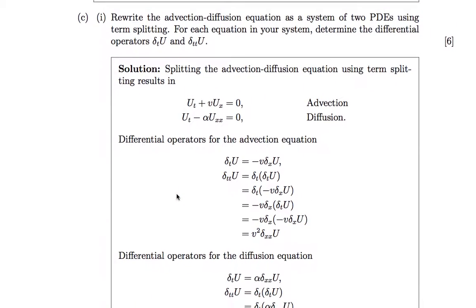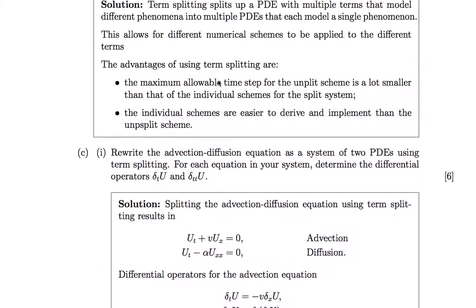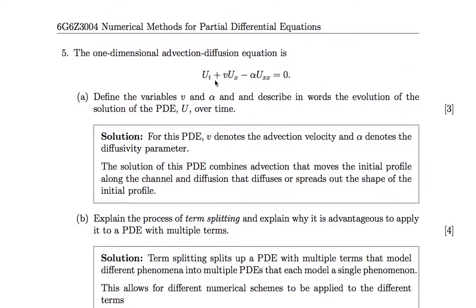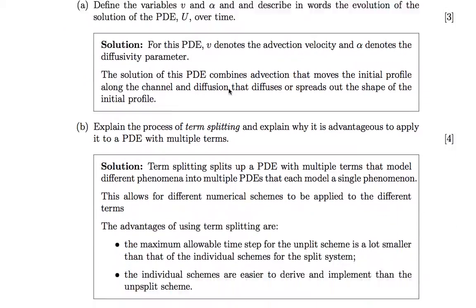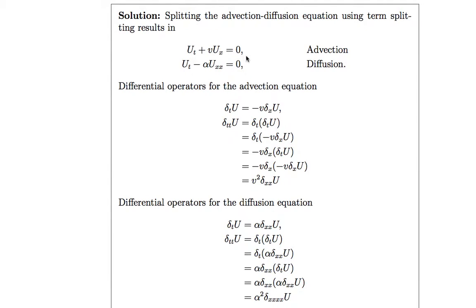Okay, so the next question is: rewrite the advection diffusion equation as a system of two PDEs, and for each equation in the system, determine the differential operators. If I scroll back up to the unsplit equation, here's a single equation. I'm going to split this into two, and there we have the split equation. This is the advection equation, and this is the diffusion equation.